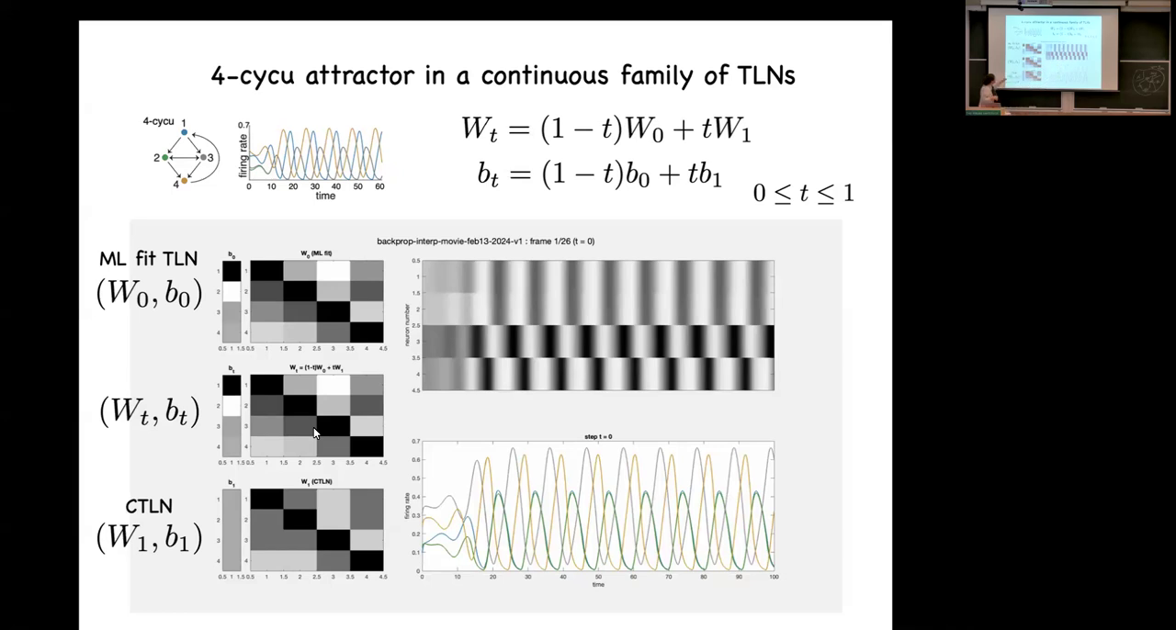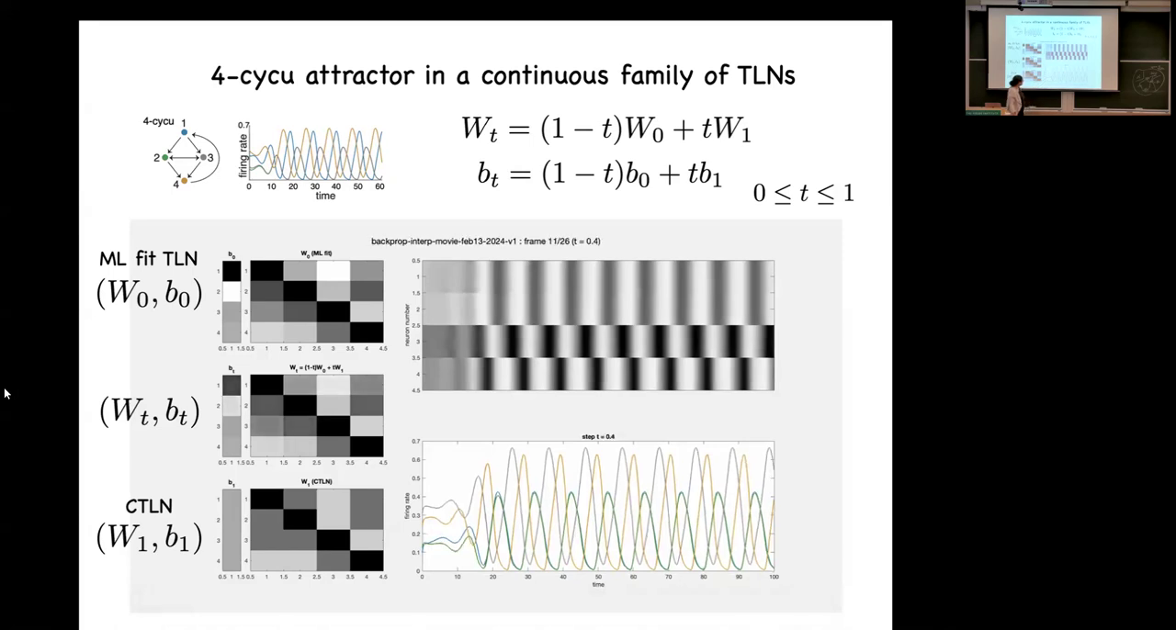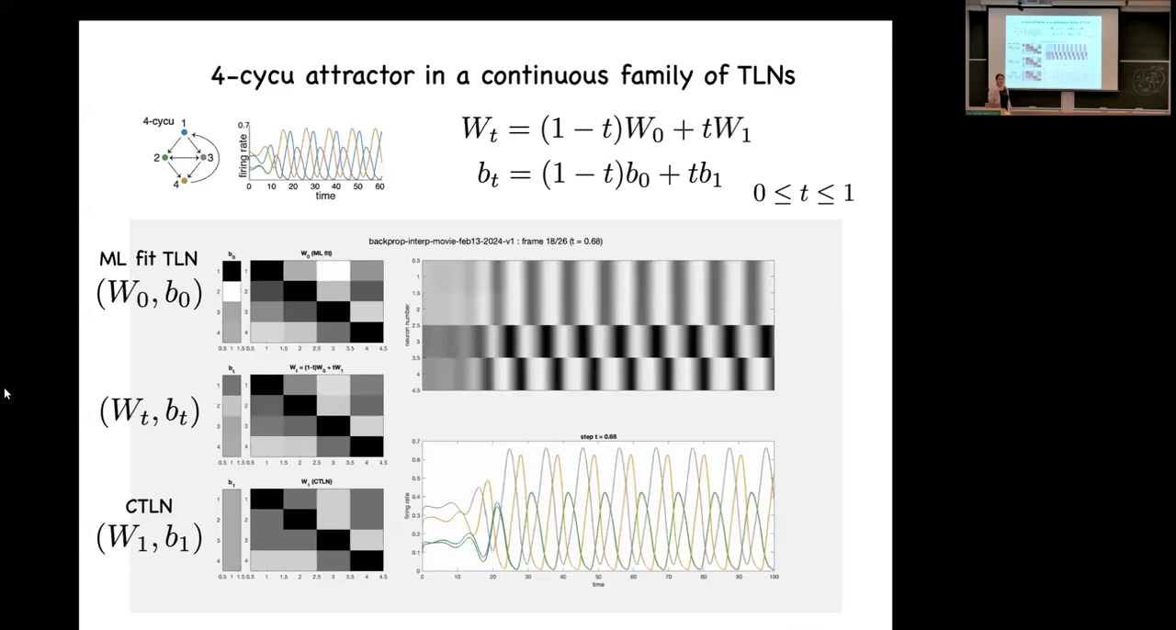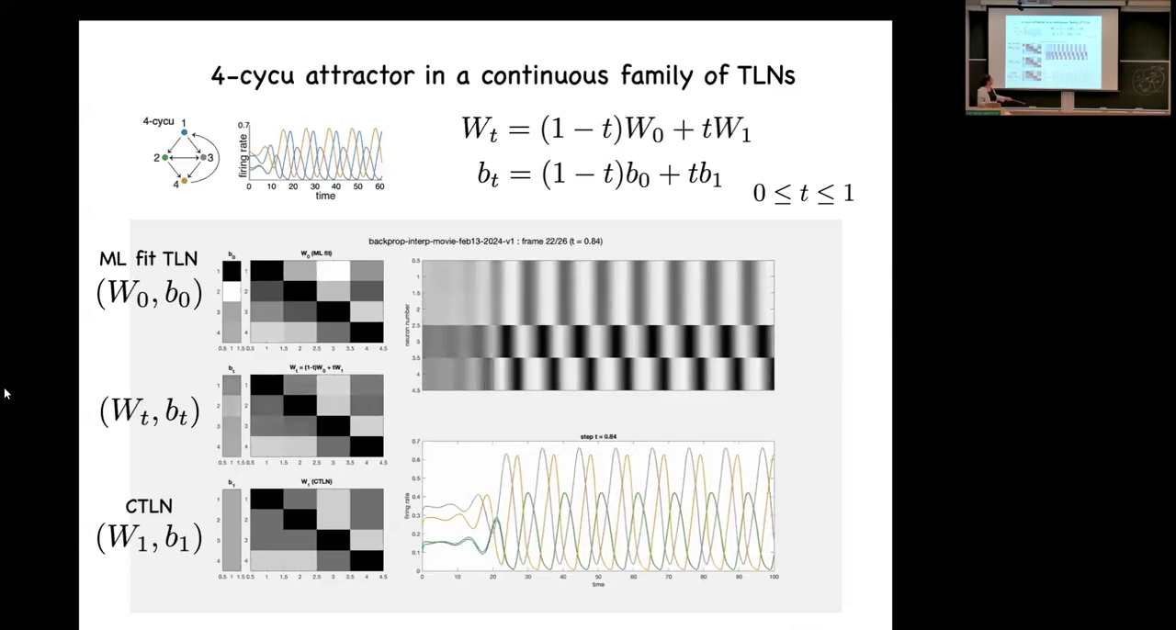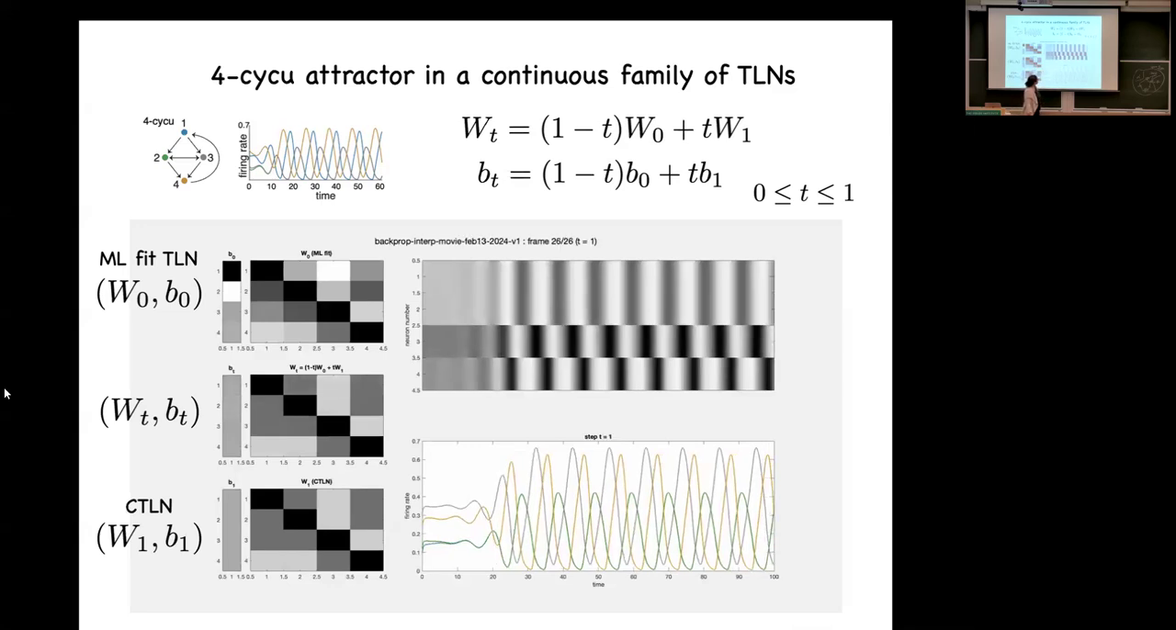And so I start off by matching this to the ML1, right? And as I interpolate, I'm going to move towards the CTLN1. Okay, so what's going to happen? And there's the attractor. You see small changes in the transient activity. But the attractor is there everywhere. You see the T is changing up there, 0.5, T is 1, and then it ends. Okay, so that attractor is preserved all along.